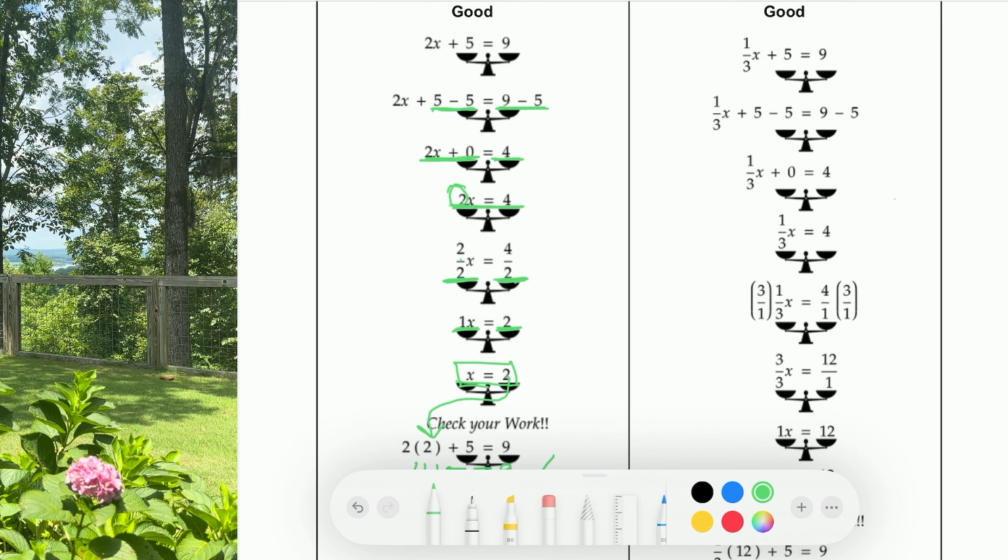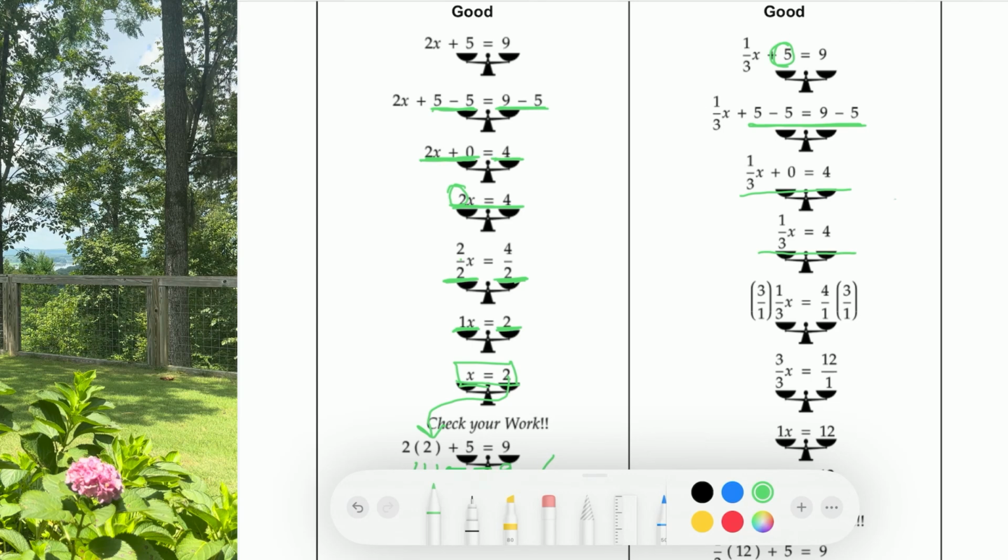Now let's look at our second example. We have 1/3 x plus 5 equals 9. To deal with the 5, we're still going to subtract it from both sides. So whenever you have a number by itself, what you're going to do is either add or subtract it, depending on if it's positive or negative. Then we have 1/3 x plus 0 equals 4, which just simplifies down to 1/3 x equals 4.